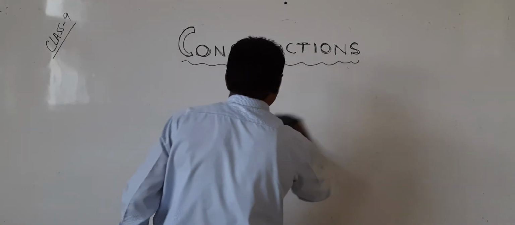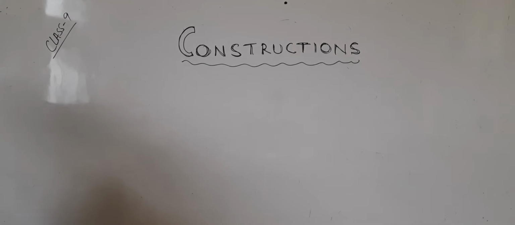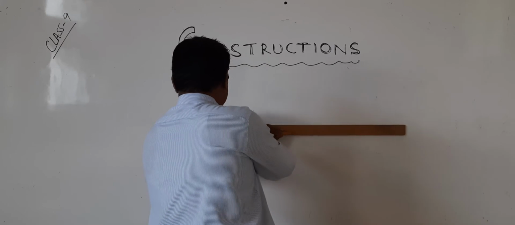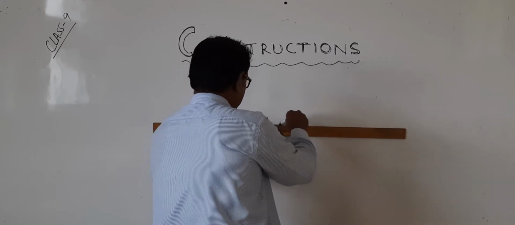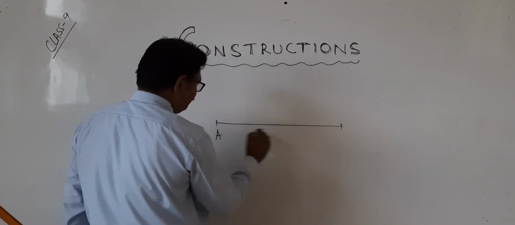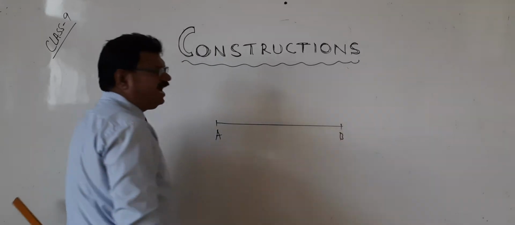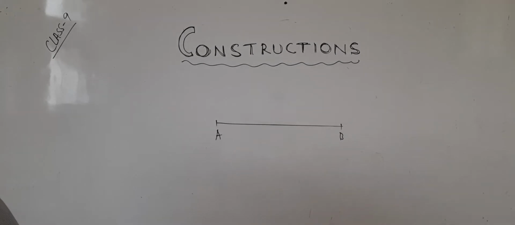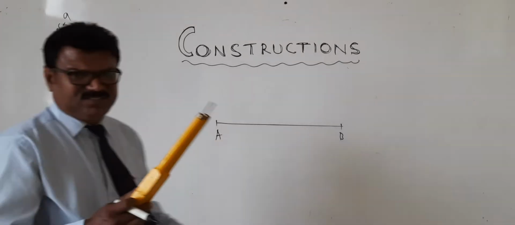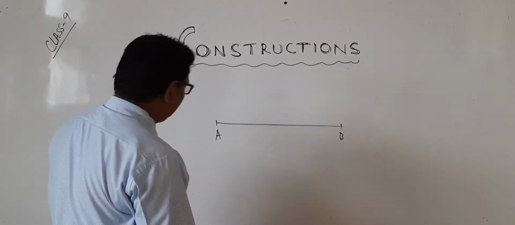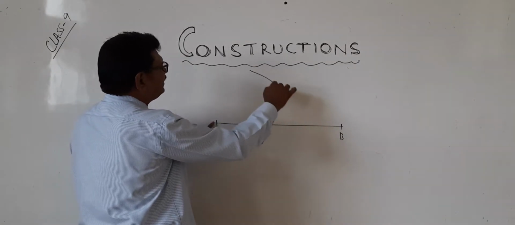Okay? See, for example, a line is there. Here, I will draw a line. For example, AB is a line. I have to bisect this. What do I have to do? When you want to bisect, take the compass. You take the compass, keep it at one end, and draw one arc like this.